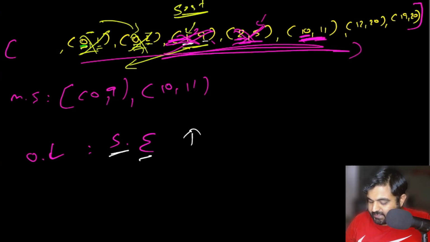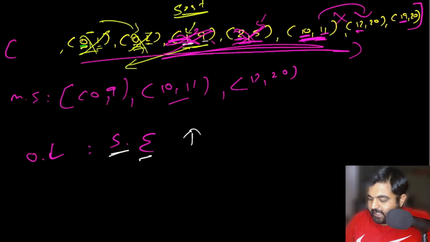So in this case, since this is 10 and 11, now we are going to compare 10 and 11 with 12 and 20. So again, 12 is greater than 11, which means there is no overlap between these two, so we can add 12 and 20 over here. Awesome. Now after adding 12 and 20 over here, we see, okay, this value is 19. So 19 is less than this value 20, which means that there exists an overlap between these two values.